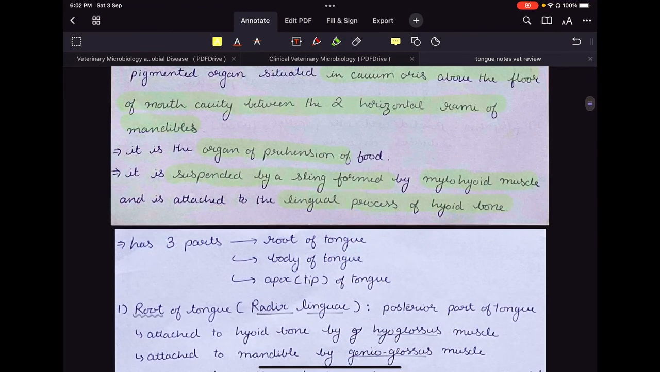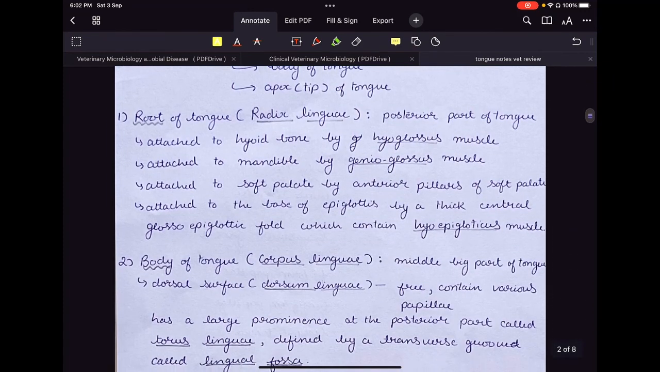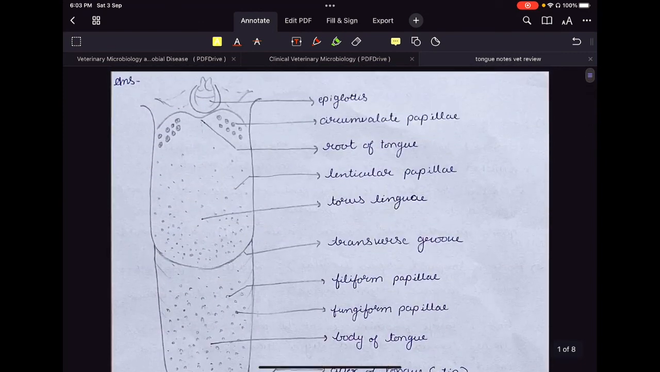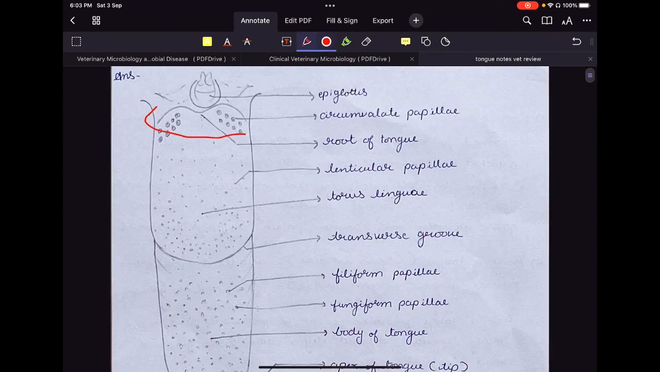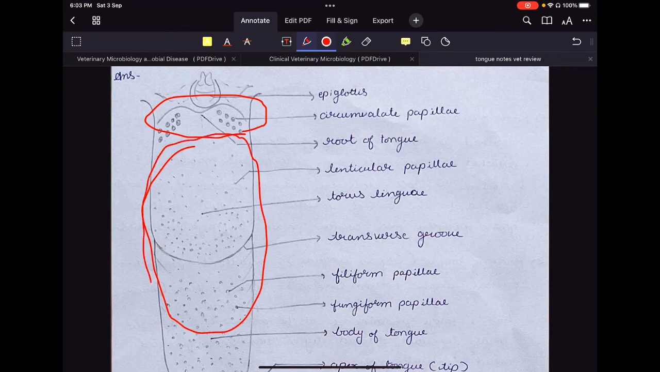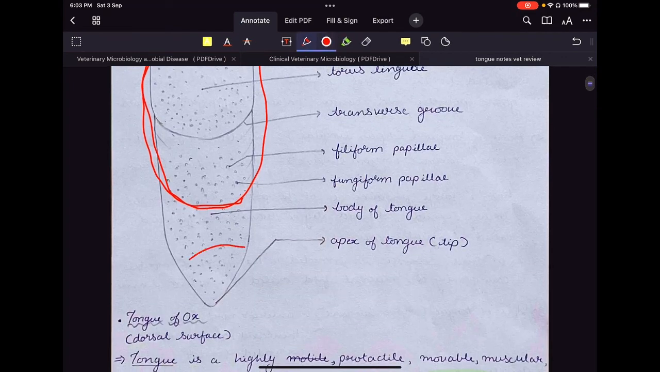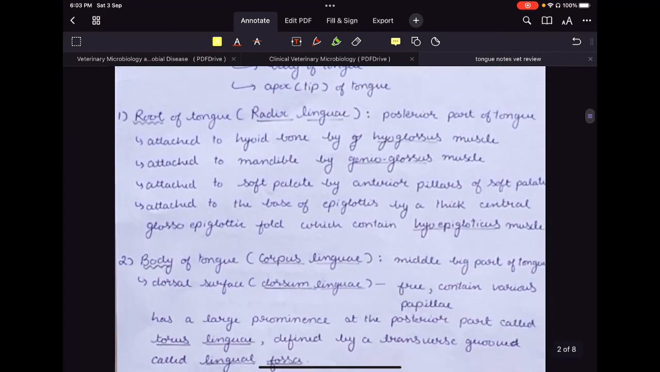It has three parts: root, body, and apex. So radix linguae, corpus linguae, and apex linguae. This portion right here, the base of the tongue, is called the root or the radix linguae. The main portion, the bulk, is called the body or corpus linguae, and the tip is called the apex or the apex linguae, the tip of the tongue.